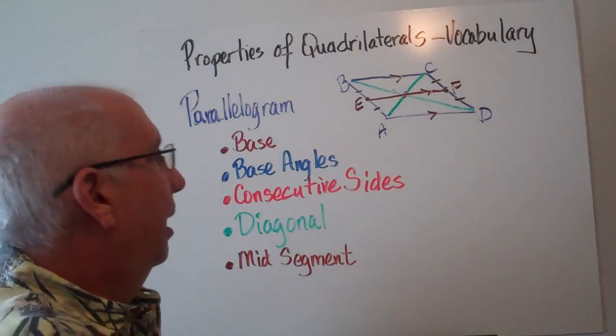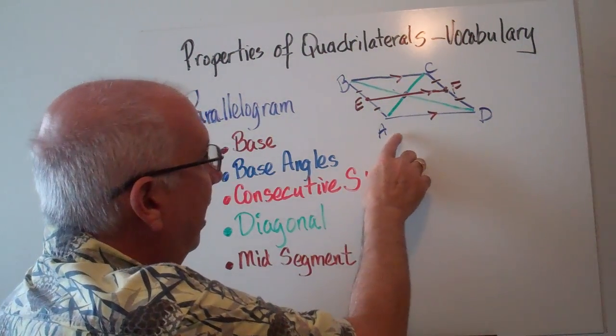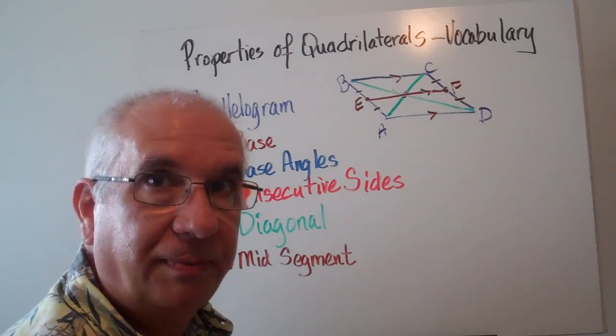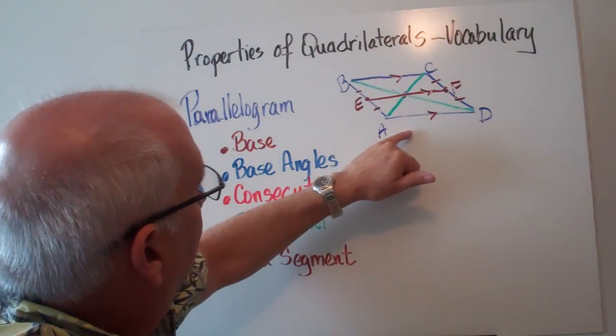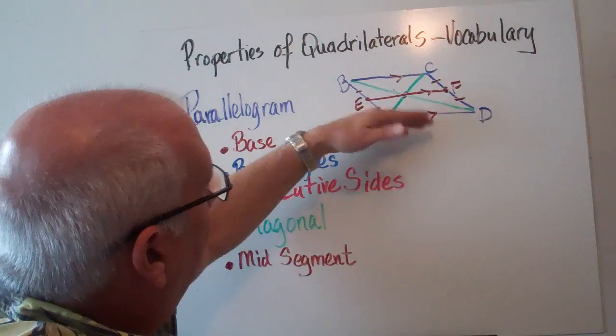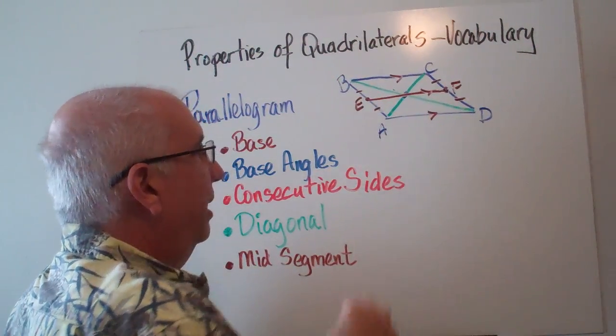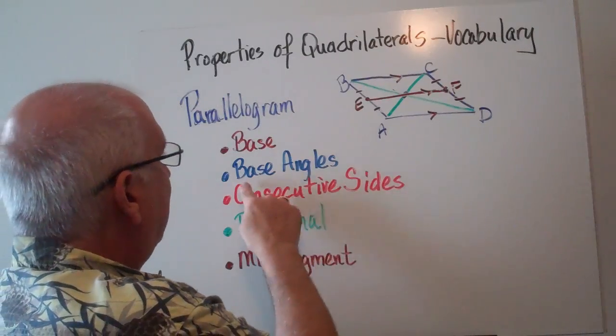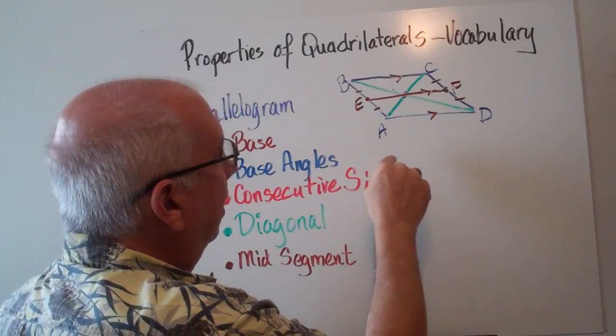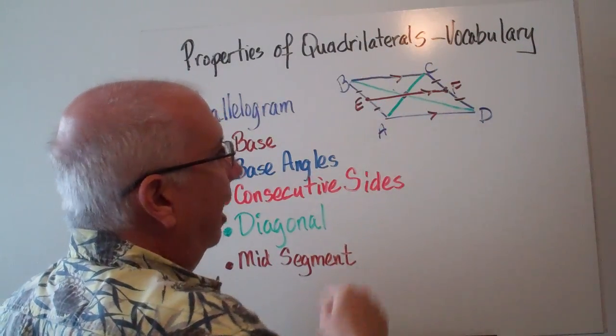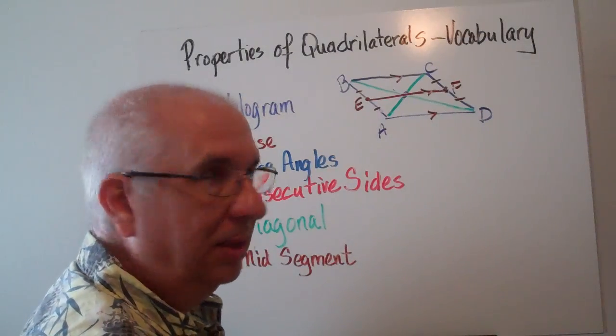For a base, the base of a quadrilateral is the bottom segment. And in parallelograms, we know that opposite sides are congruent and parallel. So this is our base, segment AD. Base angles are the angles that are formed at the endpoints of the base.